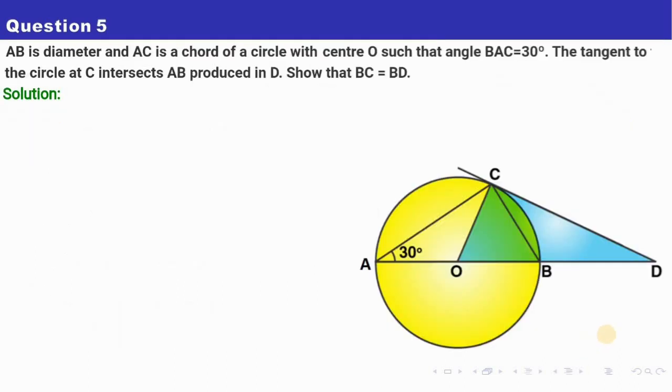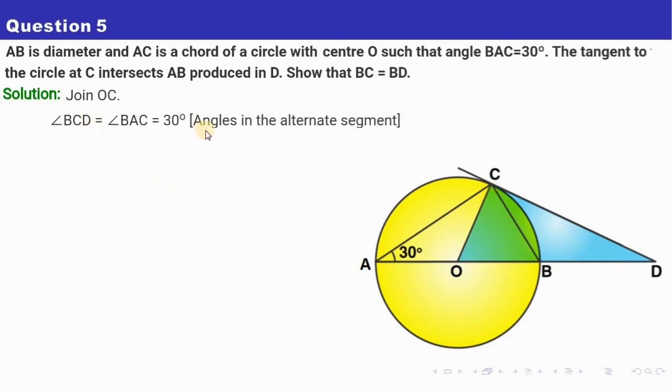So in this question, again the diagram says everything, so let's not go into the detail of the question. Just see what we need to show. We need to show that BC and BD are equal. First and foremost, let's join OC. Okay, it's already joined here. In order to show that BC and BD are equal, basically what we are going to do is we'll just show that this BCD is an isosceles triangle.